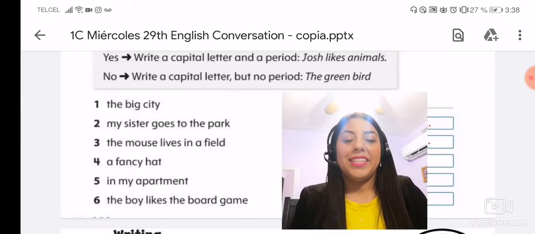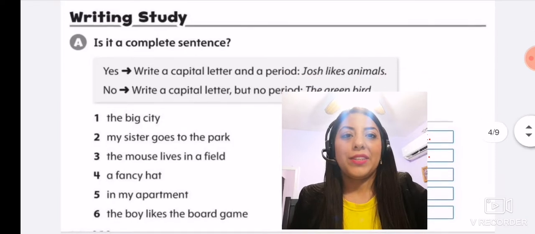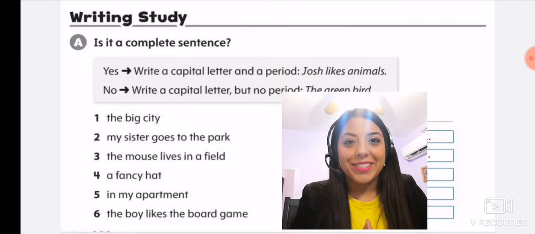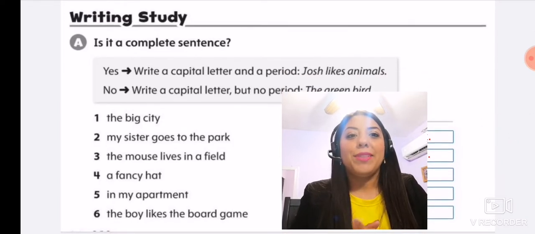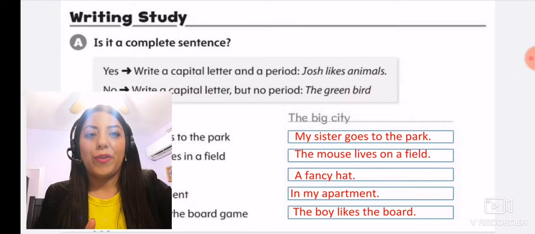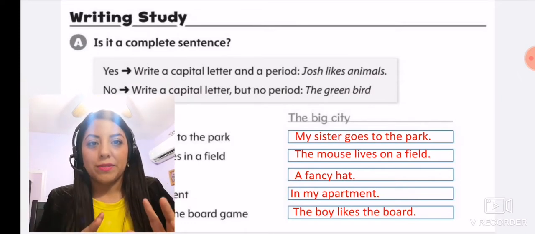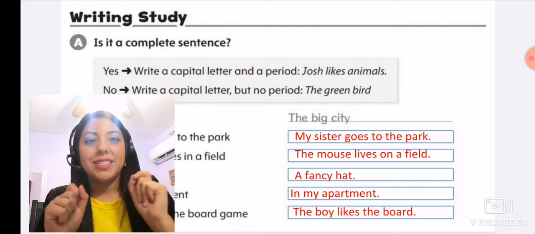Now, in this activity, as you can see, writing study. We need to complete the sentences. Now, write a capital letter and write a period. Let's review a little bit of those different punctuation marks. There are different punctuation marks. We have to use them in sentences.